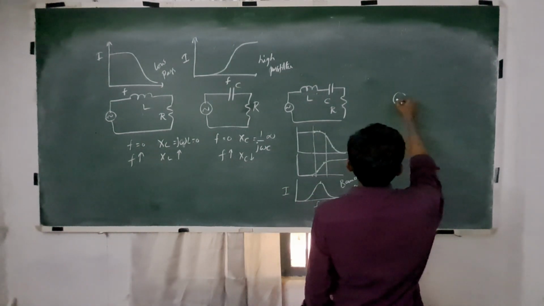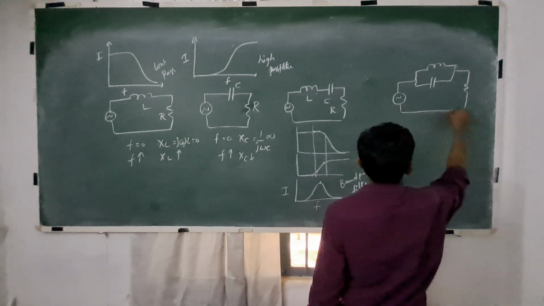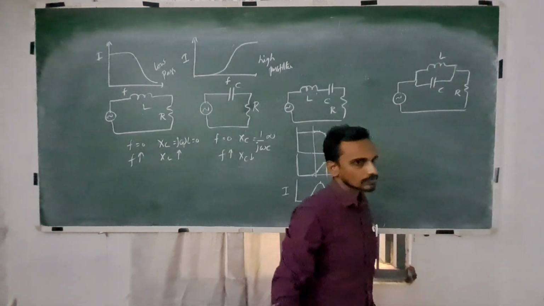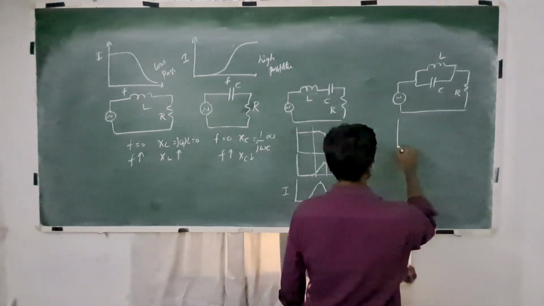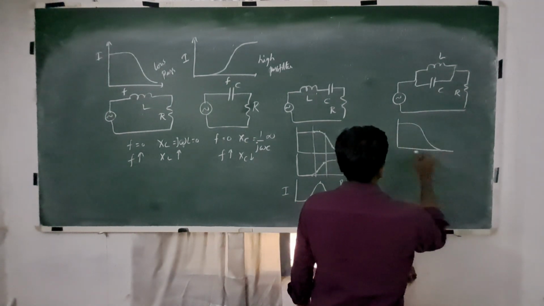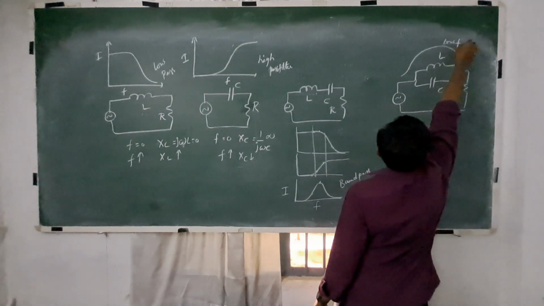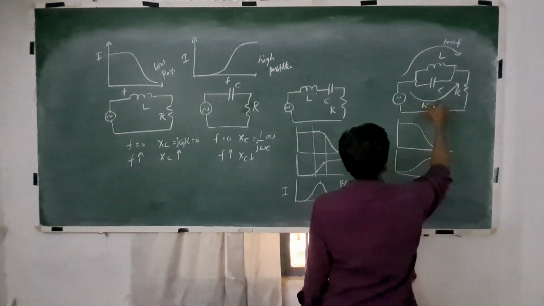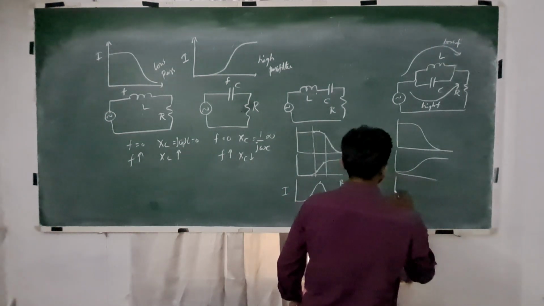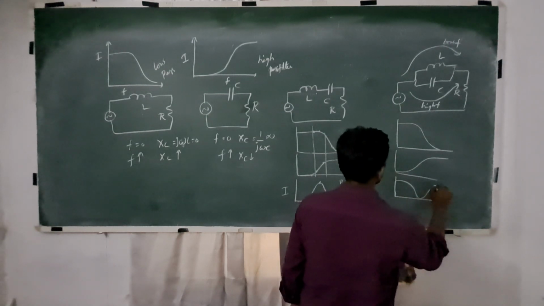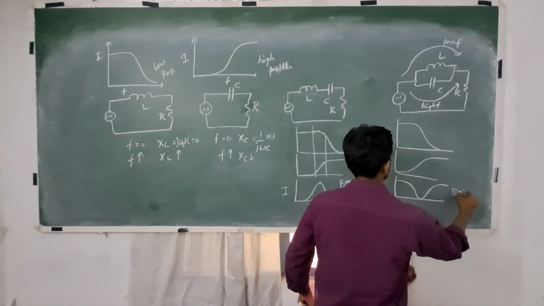And if I connect both of them in parallel, what will happen? All low frequencies will pass through this, and all high frequencies will pass through this. So only those intermediate frequencies which are moderately low and moderately high will be blocked. So this is a band stop filter.